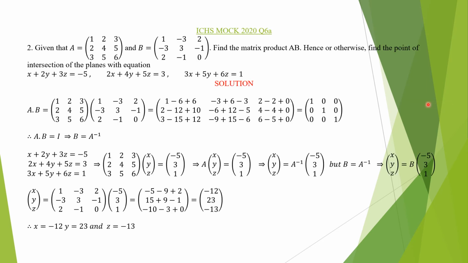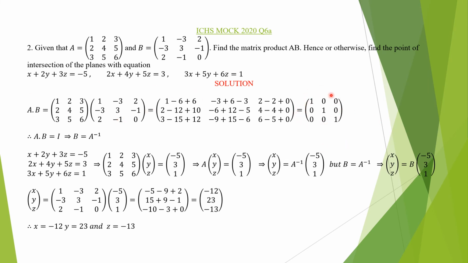So the next question basically is ICHS Mock 2020 question 6a, and the question reads: given that A equals this and B equals this, find the matrix product AB, hence or otherwise find the point of intersection of the planes. This is this. Solution: so A times B is equal to A times B, and we just do matrix multiplication here, and we get this.